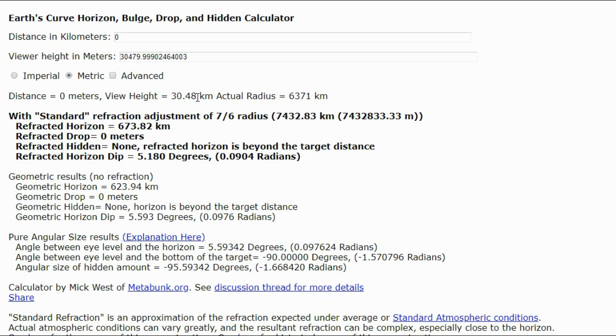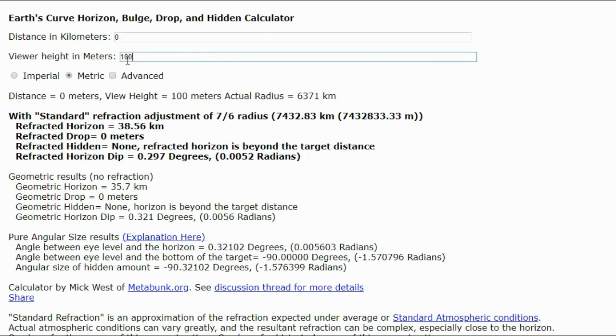The whole point here is that to say that the horizon rises to eye level only on a flat world doesn't actually wash, because on a round world, as you can see here with this calculator, the change in degrees as you go up is that minimal that you as a person won't even notice it.